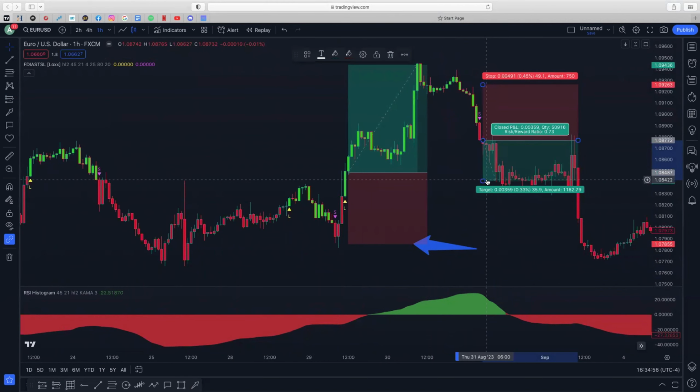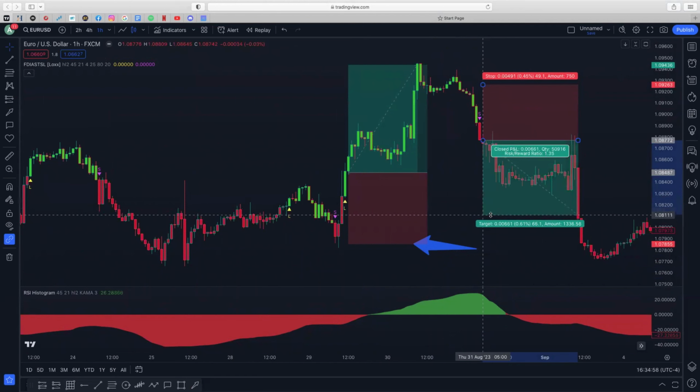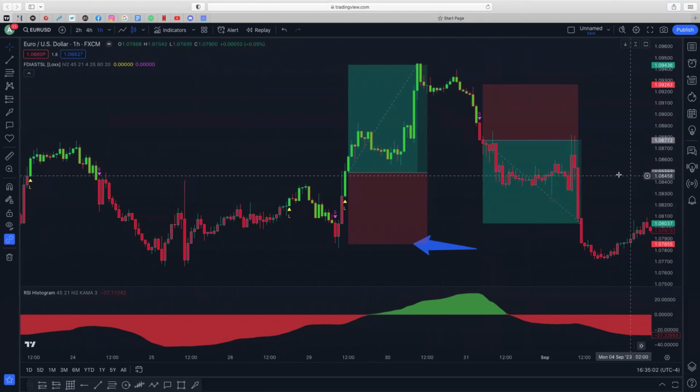I'll keep my stops here, and I'm aiming for 1-to-1. Remember, we are scalping this market, and we want to make sure we are in and out as fast as possible.